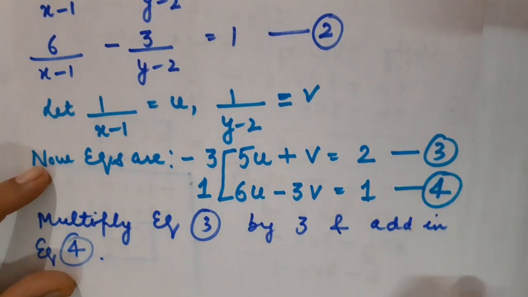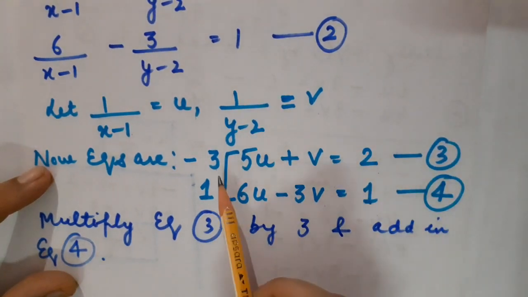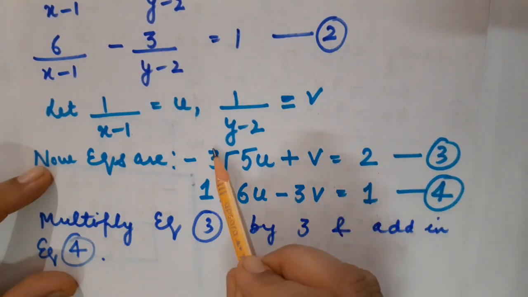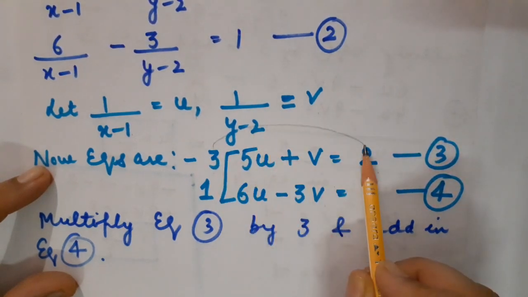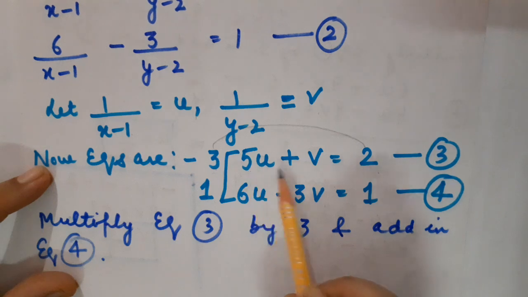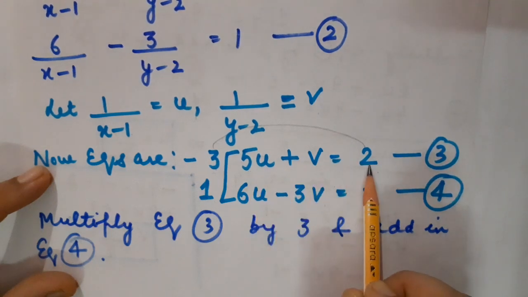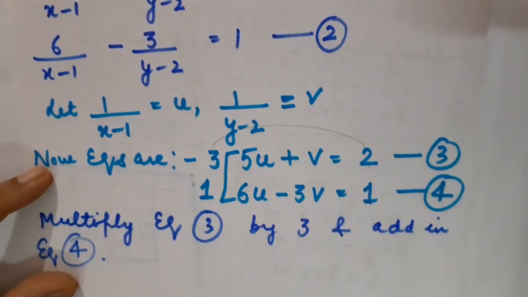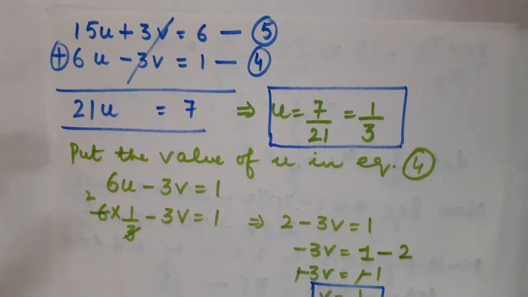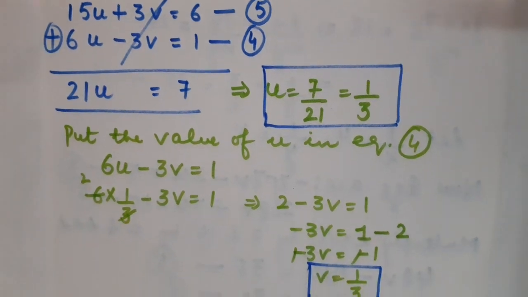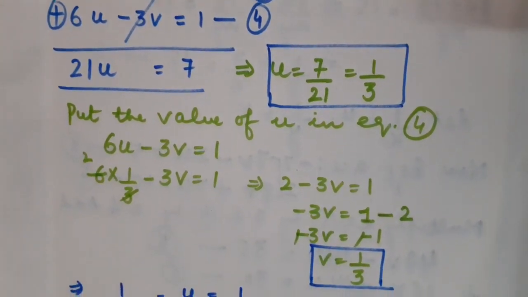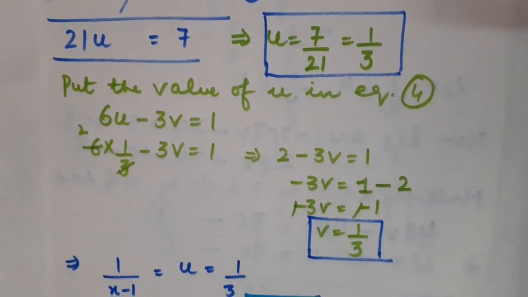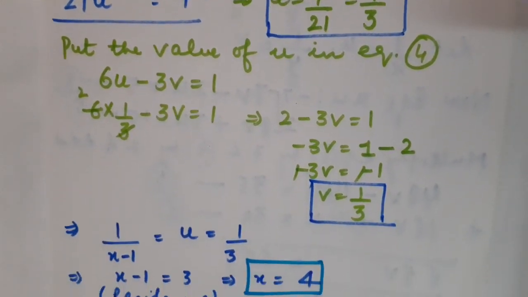Children, one important point I want to tell you here. As I told you that I am going to multiply equation number 3 by 3, so please do not forget to multiply the constant term also by 3. Each and every term of the equation will be multiplied by 3. Correct? So here is the solution in front of you. By elimination method I have got the value of u as well as v.